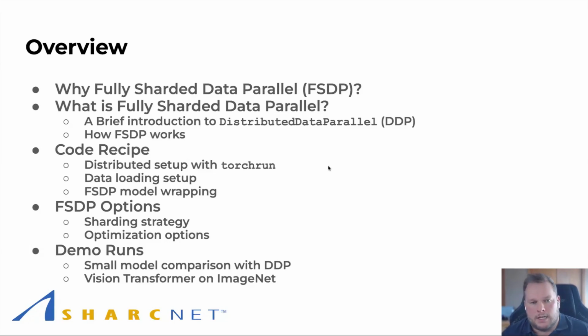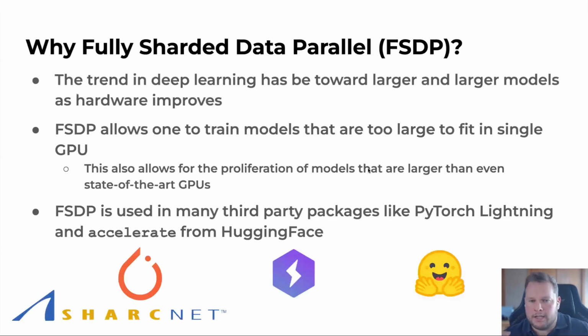So let's get started. Why do we need fully sharded data parallel, which from now on I'll be calling FSDP? The trend in deep learning has been towards larger and larger models as hardware improves. And FSDP allows one to train models that are too large to fit into a single GPU. So that's our main use case.